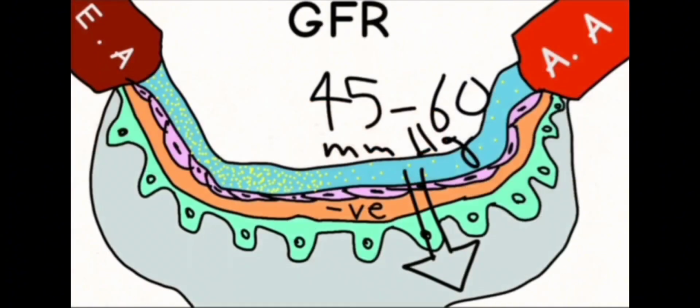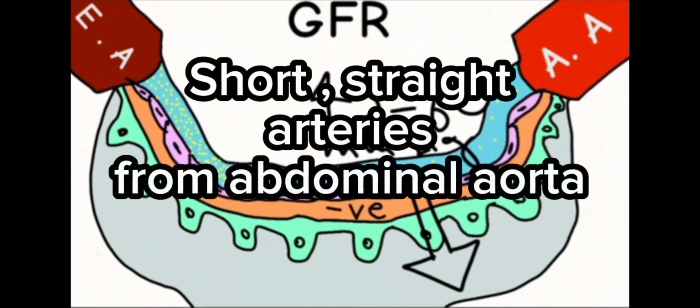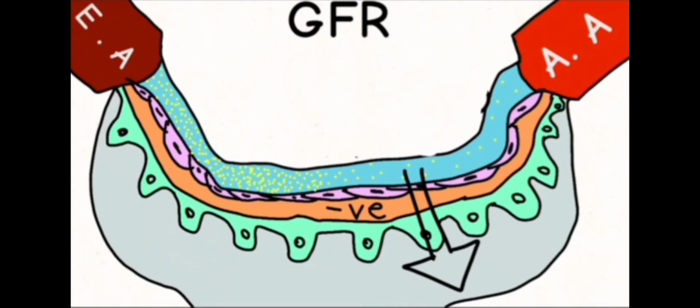Reason number two, the renal arteries supplying the kidneys are short, narrow, and come straight from the abdominal aorta. Because of their short, direct, and relatively small structure, there is less resistance and higher pressure is maintained, which supports strong filtration throughout the glomerular capillaries.